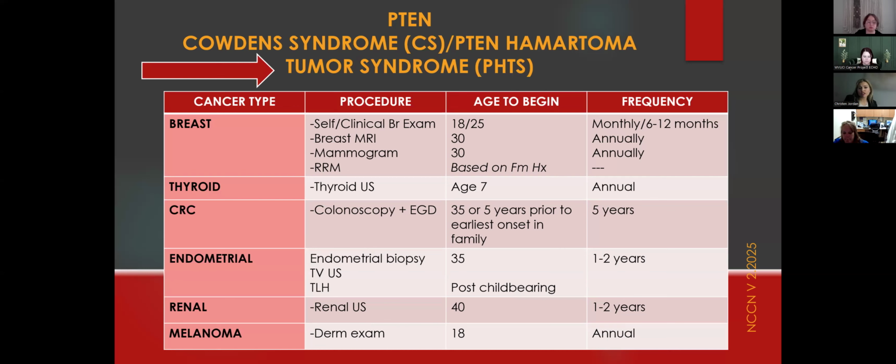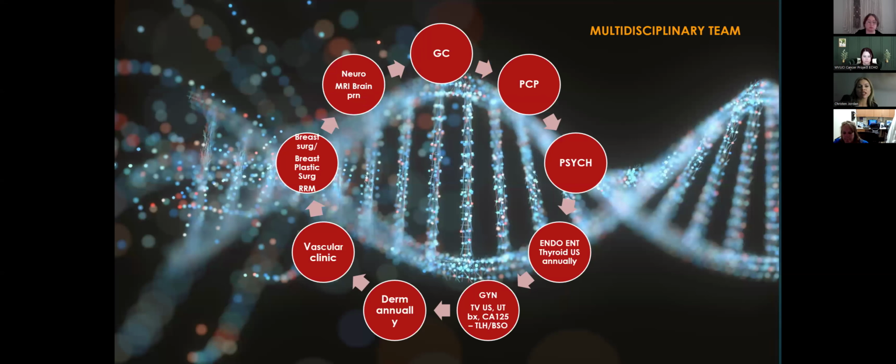Kidney cancer, renal ultrasound starts at age 40, every 1 to 2 years. You can consider a UA, and the melanoma is the same that we discussed before. This is just like saying that there's a lot of people involved in their care as well.